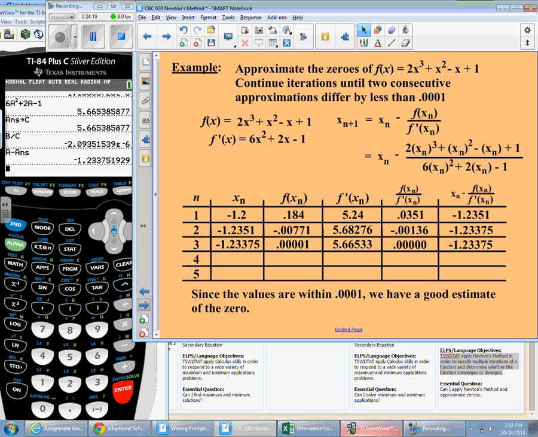1.233751929 and so on. And the reason we didn't take it past any further decimal points in that is because we really only needed to know the 10,000ths place. And as you can see, the second iteration and the third iteration are now good to the 100,000ths place. So it only took us within 3 steps to get within 1/10,000th of the actual zero.